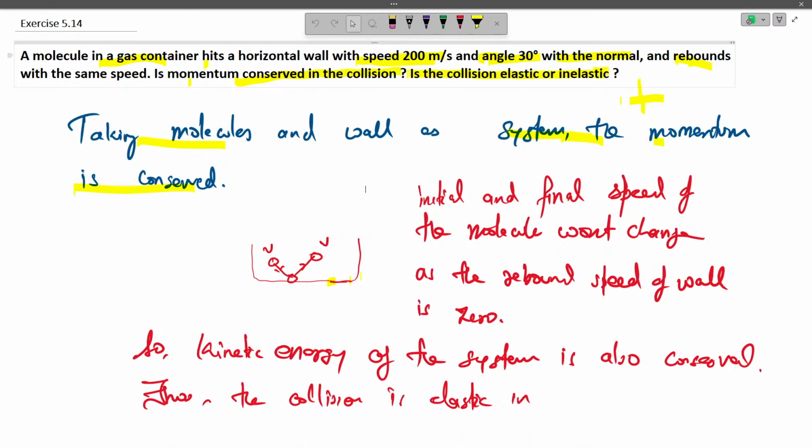So the question says that a molecule in a gas container hits a horizontal wall with a speed of 200 meter per second at an angle of 30 degree with the normal, and rebounds with the same speed. Is the momentum conserved in the collision? So we see here that there are no other forces acting on the system, and when there are no other forces acting on the system, momentum is always conserved. So we can easily say that momentum is conserved over here.